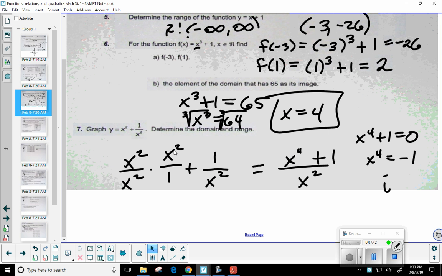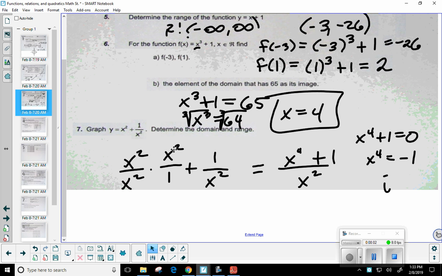Okay. What's the only value of x that this graph cannot have in the denominator? 0, because you can't divide by 0, right? Okay. So where should we have a vertical asymptote? The y-axis, at x equals 0.